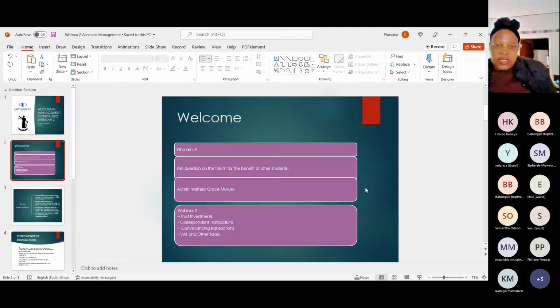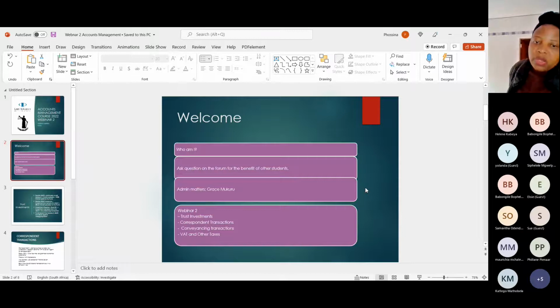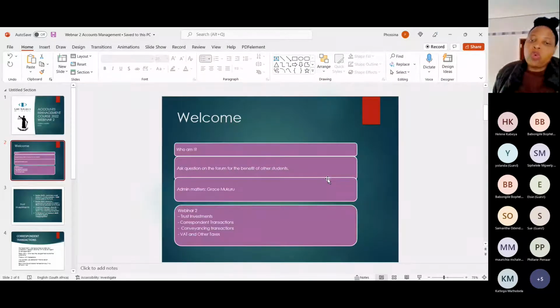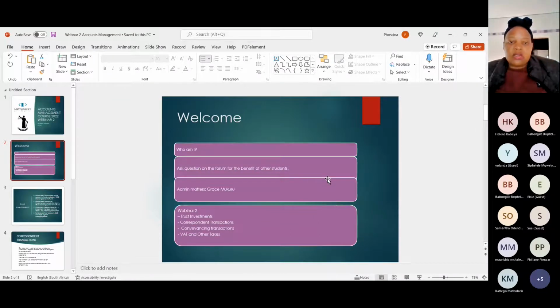And for any admin issues or technical issues, where you cannot download or where you are having a challenge with the system, you may contact Grace Mukuru. I think you do have her email address from when she was admitting you. Make sure that you contact her so that you are not behind, or where you are not able to submit your assignments, or where you are sick and you want a little bit of time extension. You may speak to Grace and she'll liaise with me and then I'll be able to help you.